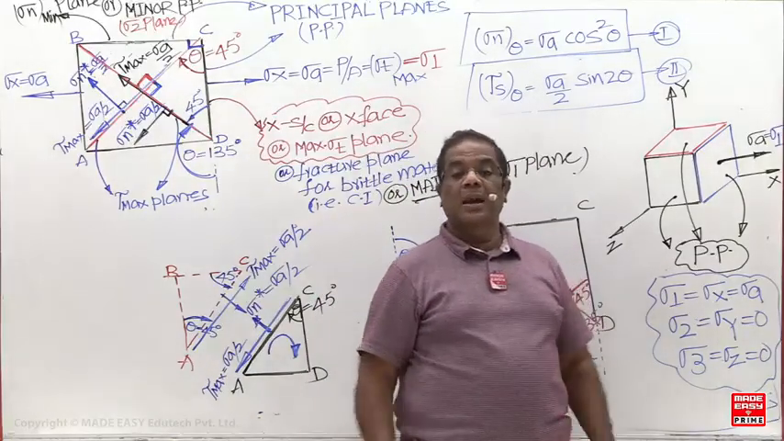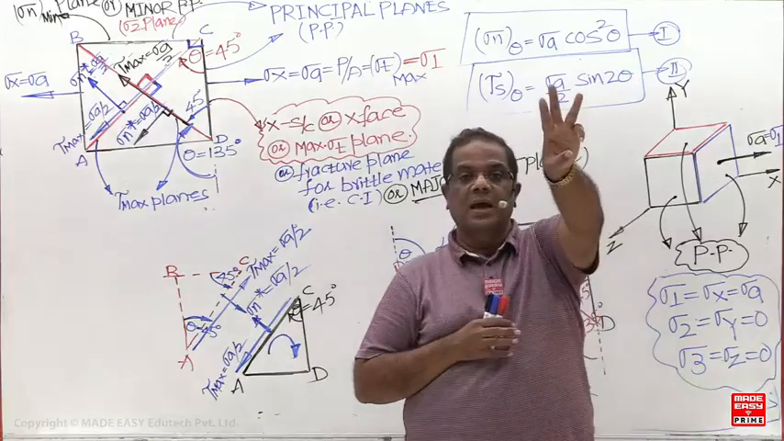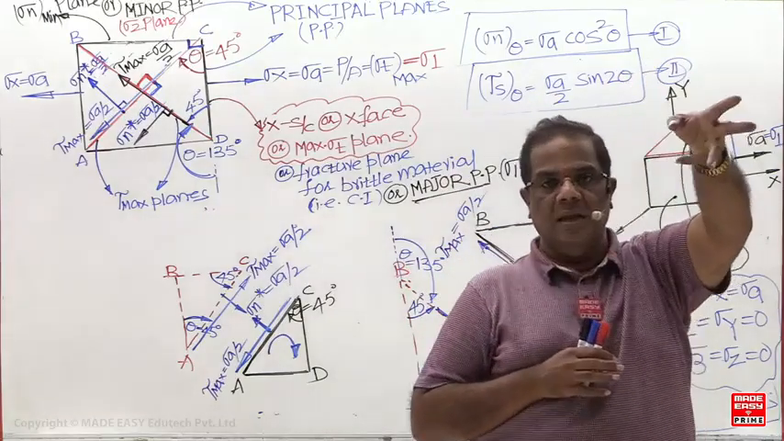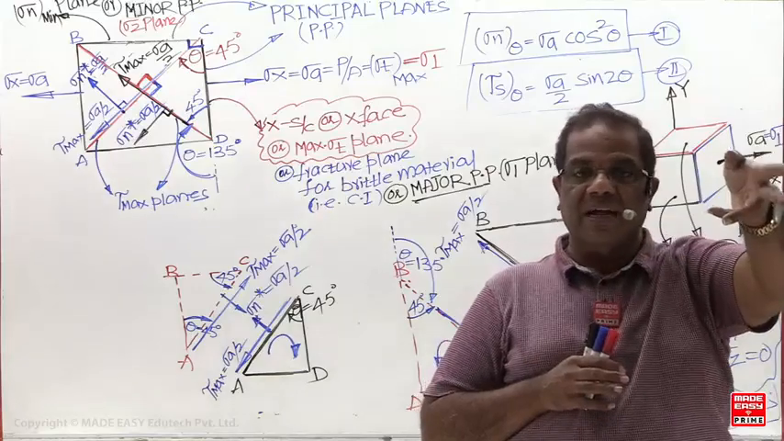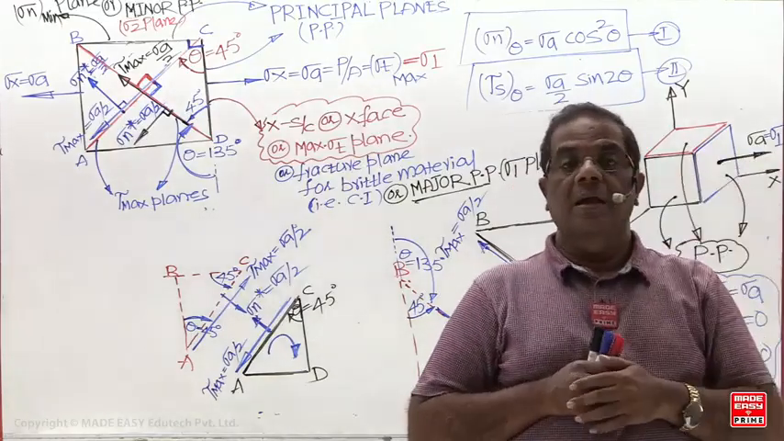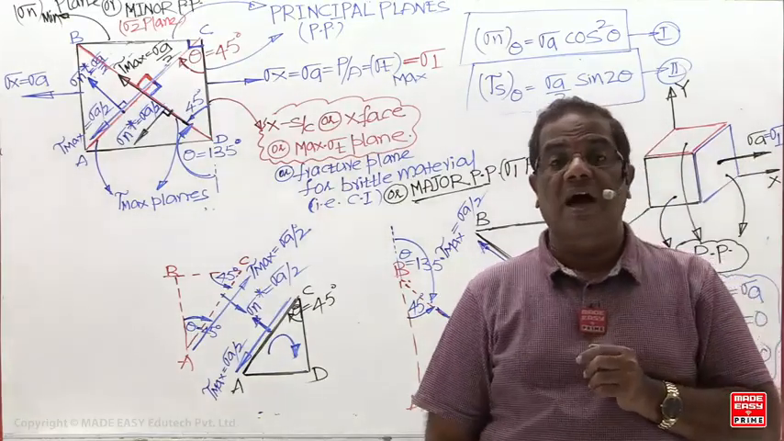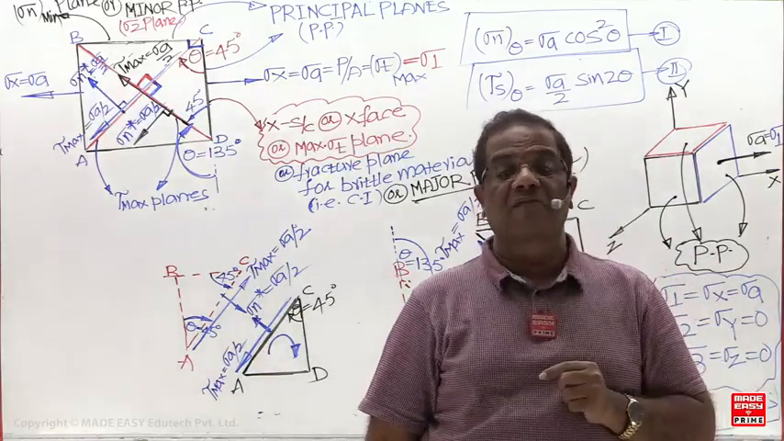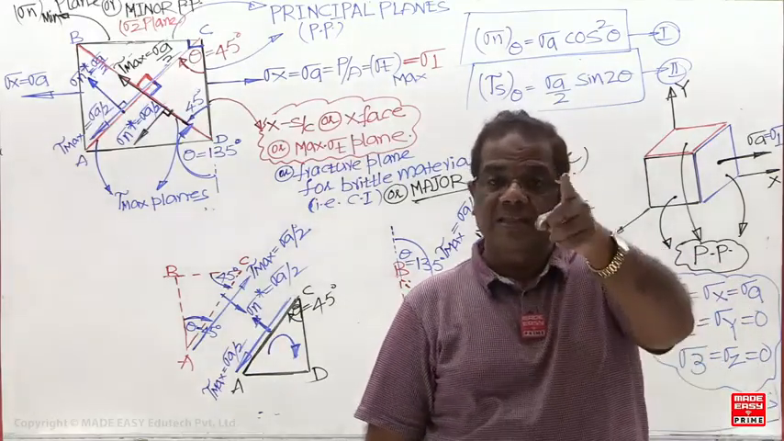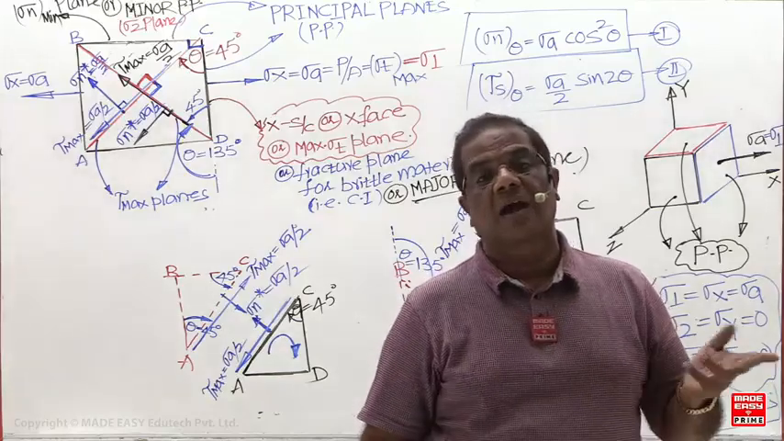The remaining 2 are 0. So the number of principal planes is 3, and the number of principal stresses is also 3. But the number of non-zero principal stresses is 1, 2 or 3, depending upon the state of stress. In the uniaxial case, 1 will be non-zero. In the biaxial case, 2 are non-zero. In the triaxial case, 3 are non-zero.